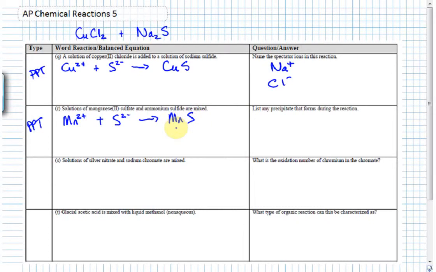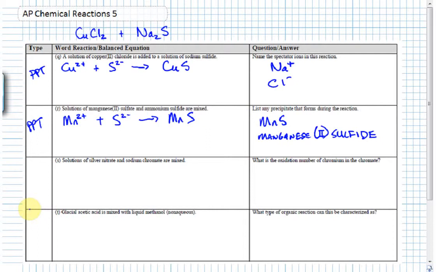List any precipitate that forms in the reaction. The precipitate is going to be MnS, and again, its name is manganese 2 sulfide. Again, use those Roman numerals with the transition metals. Bingo. Wow. All right. Another straightforward, easy one. Super. All right. Onward. Notice the similarities between these first three reactions.